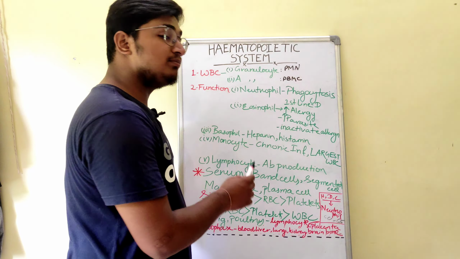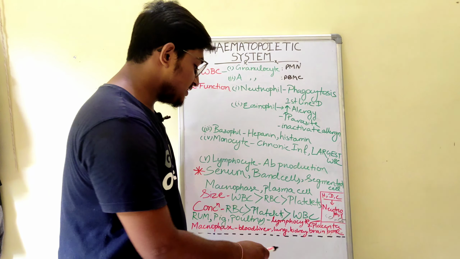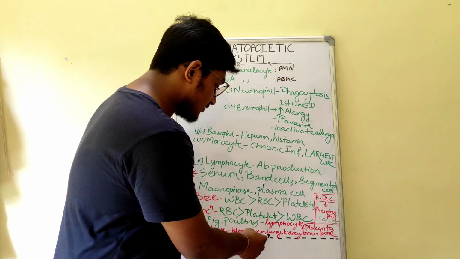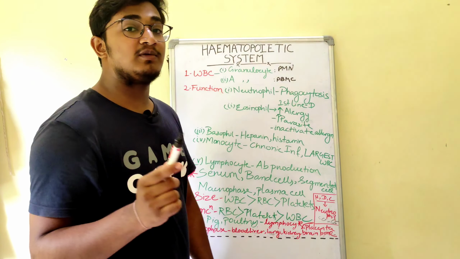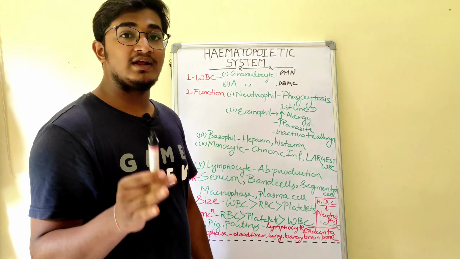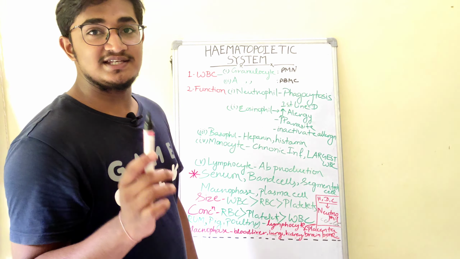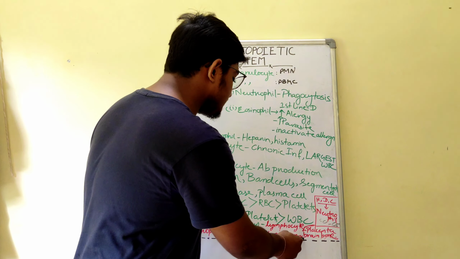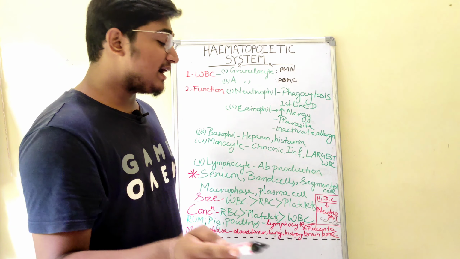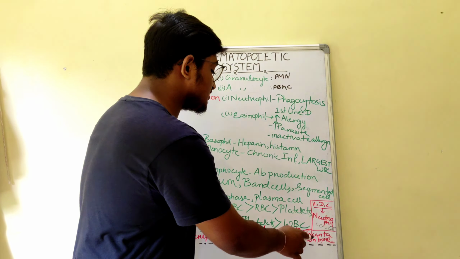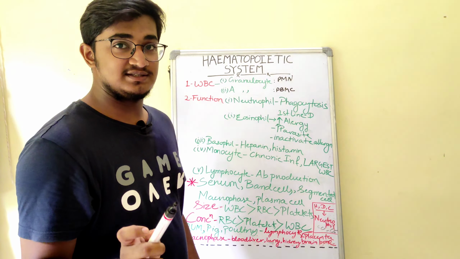Okay. Then we focus on macrophages of different systems. The macrophage of blood is called monocyte. The macrophage of liver is called Kupffer cells. The macrophage of lungs is called dust cell or alveolar macrophage. The macrophage of kidney is the mesangial cells. The macrophage of brain is the microglia. The macrophage of bone is osteoclast. And the macrophage of the placenta is Hofbauer cells.